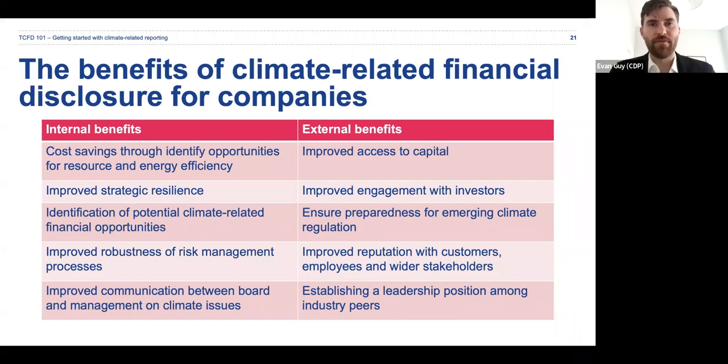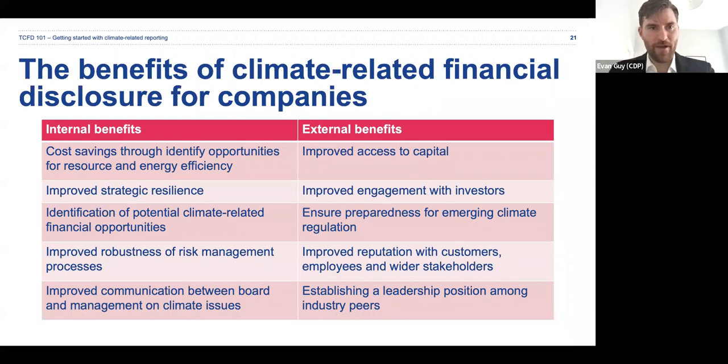Some of the external benefits that we see for companies are improved access to capital, improved engagement with their investors, and companies ensuring that they're prepared for any emerging climate regulation, which has been coming very quickly in many jurisdictions around the world. We see them improving reputation with customers, employees, and other broader stakeholders. And lastly, going through this process of climate reporting and TCFD reporting can really help companies establish a leadership position among their peers and set themselves out within their sector.